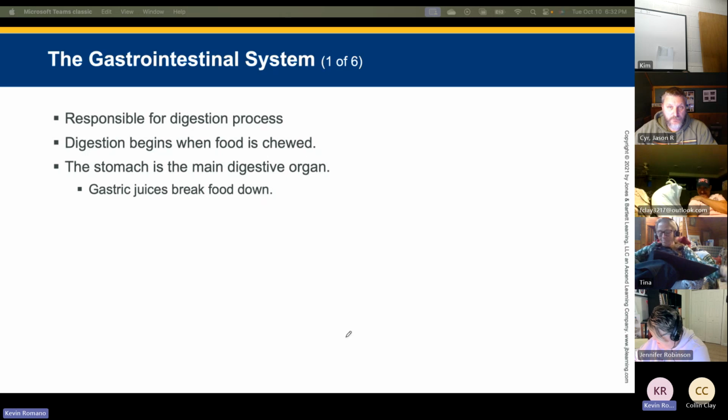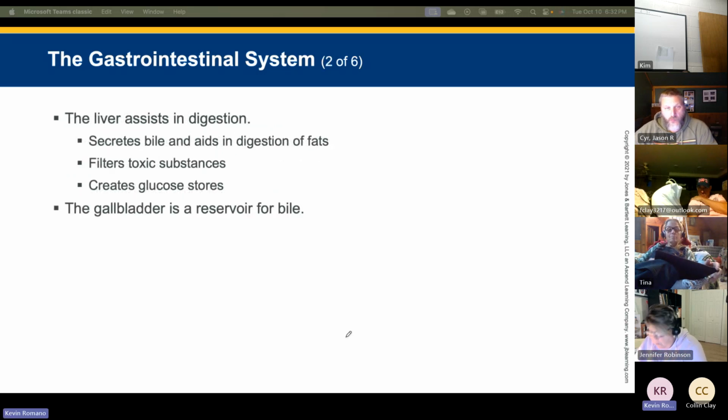So the stomach is also the main organ of the digestive system. Gastric juices break down that food, that acidic stuff, right? It's breaking down that food to start taking the nutrients out and go where they need to go at that point. The liver assists in digestion as well. It secretes bile and aids in digestion of fats. It also filters toxic substances produced by digestion. And we'll talk more later about the lymphatic system. It also creates glucose stores, very important, right, for energy. Produces substances necessary for blood clotting and immune function. And the gallbladder is a reservoir for bile.